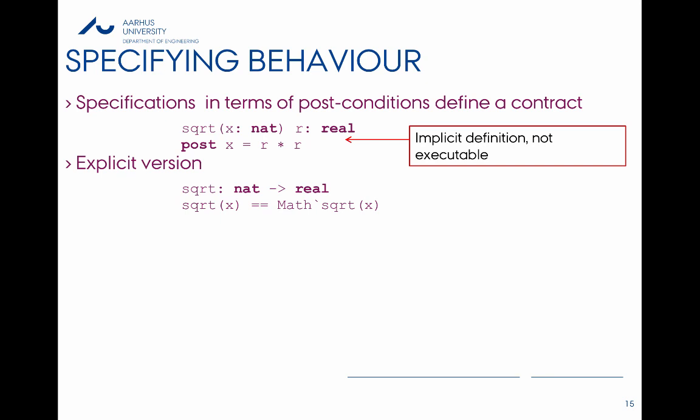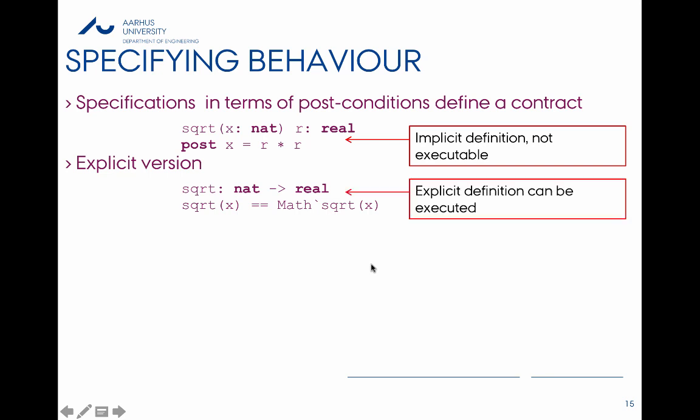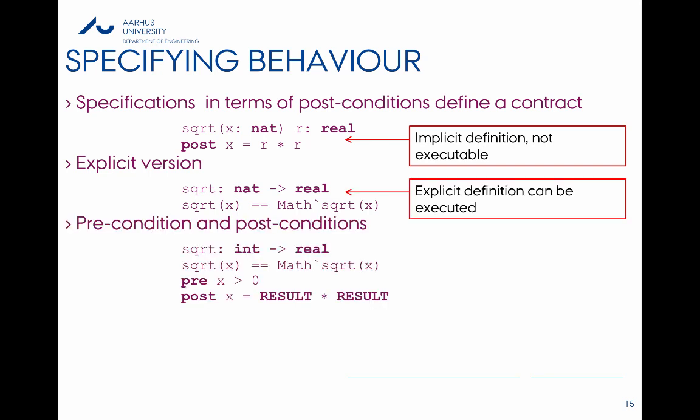Alternatively, one can write an explicit version, and here we can see there's also a math library that one can import, and that would have a square root function, so it's a little bit cheating, you could say. But that's an explicit definition that can be executed. You can also combine these, so you can have pre and post conditions for such explicit definitions.